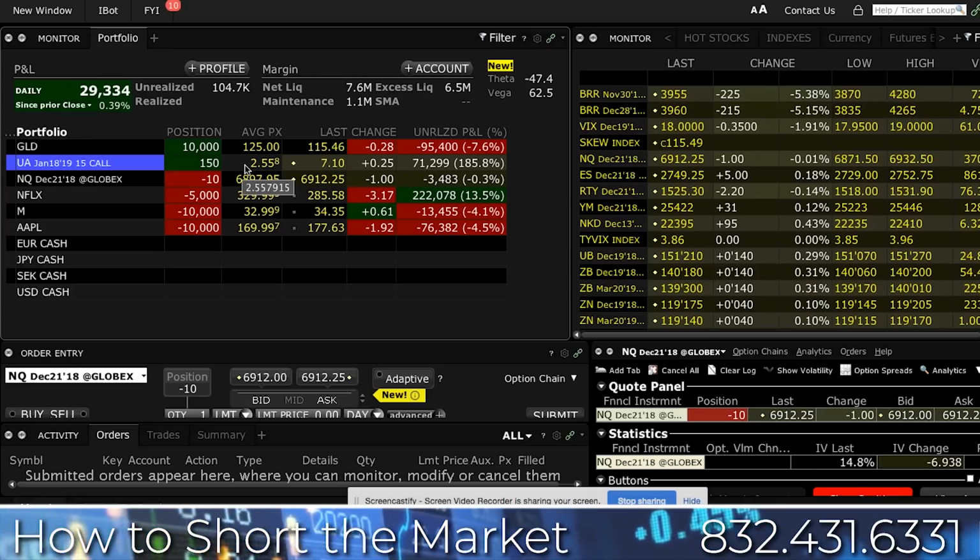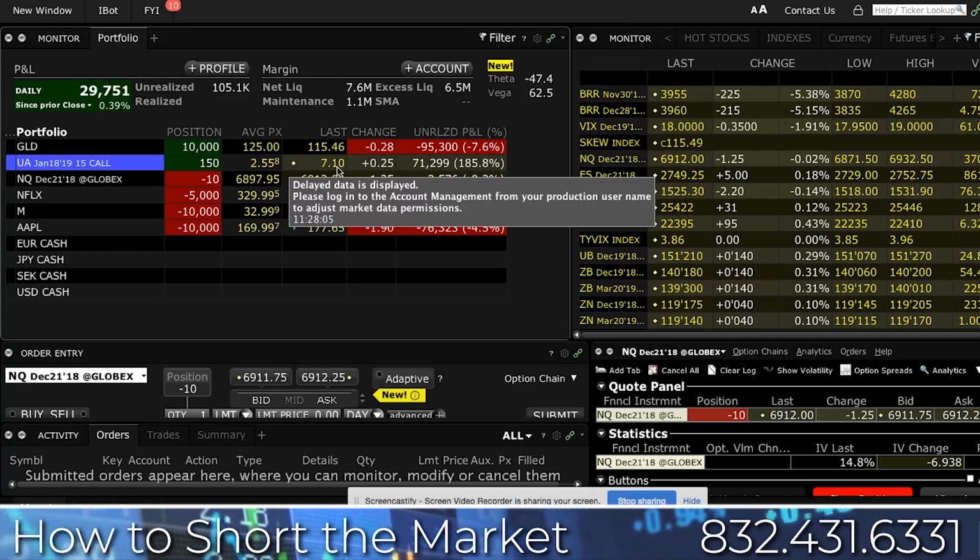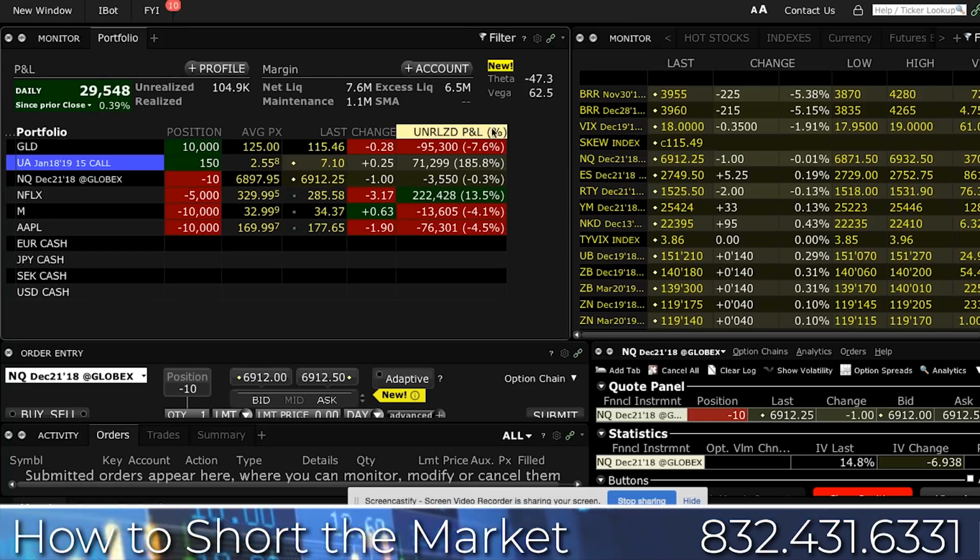You can make money when stocks go up. You can make money when stocks go down. A short means that you're selling it, and then you're going to buy it back at some future date at a lower price. For example, right here we're short Netflix. We shorted Netflix at $329, the current price is $285, and the profit on that deal is $221,000. It's a 13% return. We're short Apple right there, and right here we're long Under Armour, and that has a 185% return.